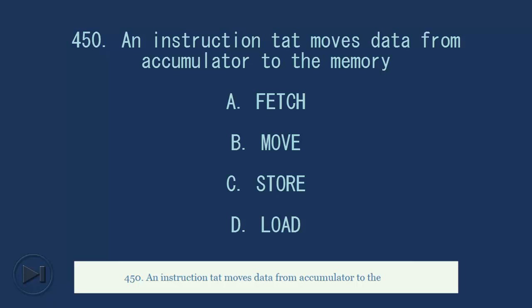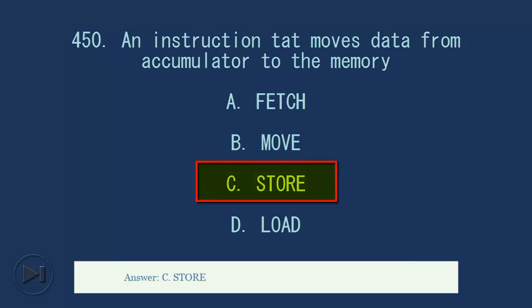450. An instruction that moves data from accumulator to the memory. A. Fetch. B. Move. C. Store. D. Load. Answer, C. Store.